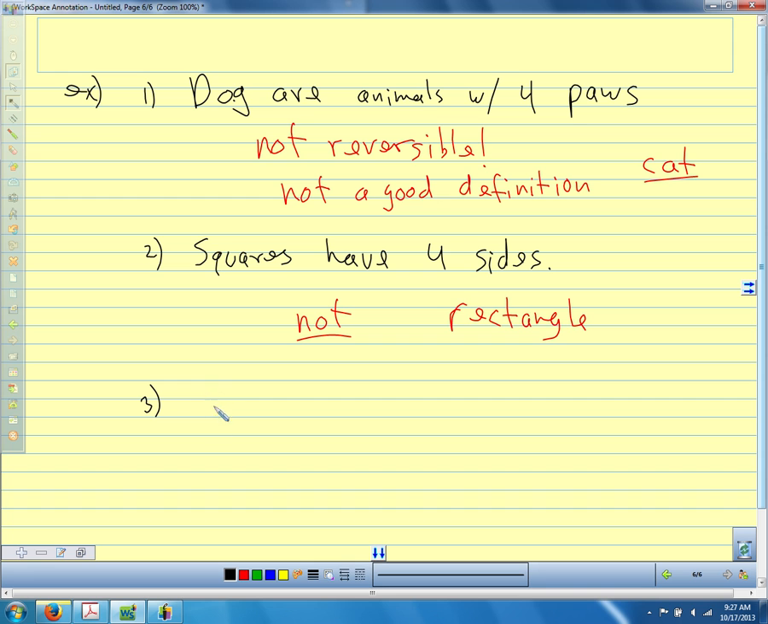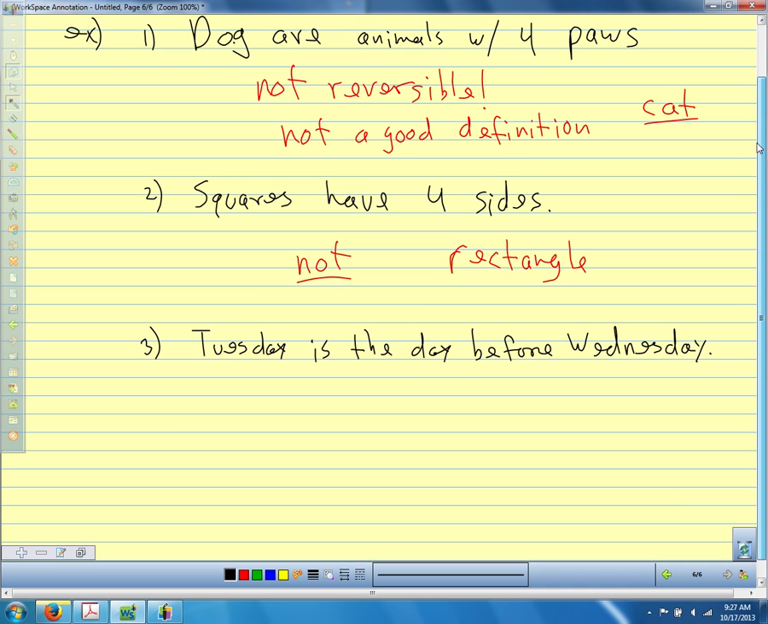How about Tuesday? We should have this one down by now. Tuesday is the day before Wednesday. So if we wrote this as a biconditional, we would say it is Tuesday if and only if it is the day before Wednesday. Is that a good definition? Is it reversible? It is Wednesday if and only if the day before is Tuesday.